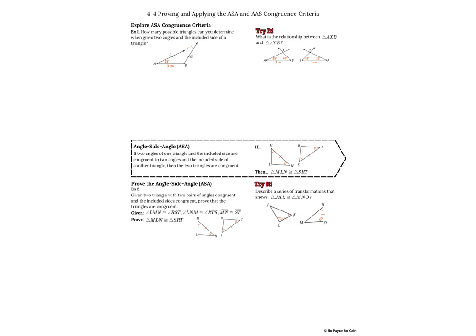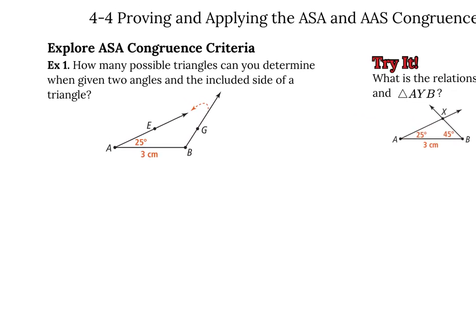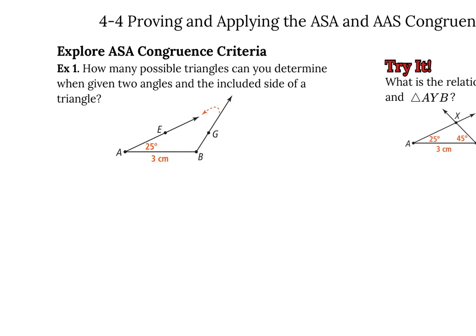4.4, proving and applying the angle-side-angle and angle-angle-side congruencies. All right, so first we're looking at angle-side-angle. How many possible triangles can you determine when you're given two angles and the included side of the triangle? If we are given two angles and one side, there's only one possible triangle that can be created.